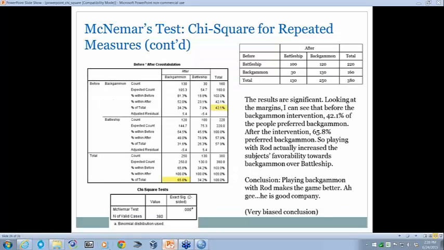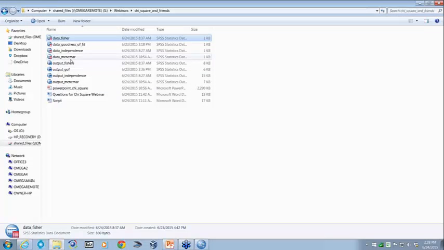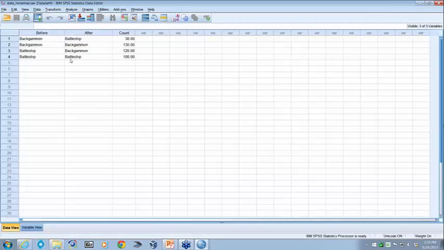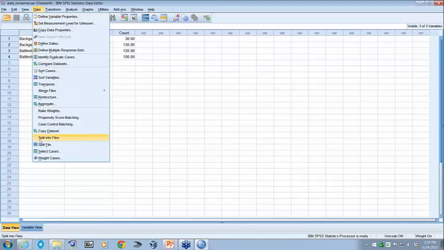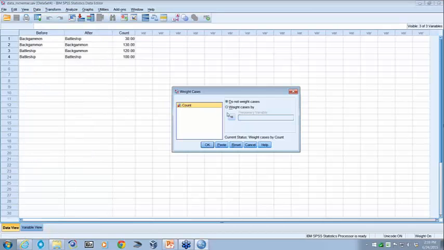Let's go ahead and run that. Go back in. Here's my data for McNemar. This is a little bit different. So here I have before and after, and then I have the count, and it kind of matches that contingency table. So the people that liked backgammon before, but Battleship after, there were 30 of them. The people who liked backgammon, but then still liked backgammon after, 130. So you kind of get it. Battleship to Battleship, they didn't change their mind on Battleship, 100 people. Okay, so now we're going to run it. And, oh, we're going to weight it first. Let's go into this. Weight cases, count.